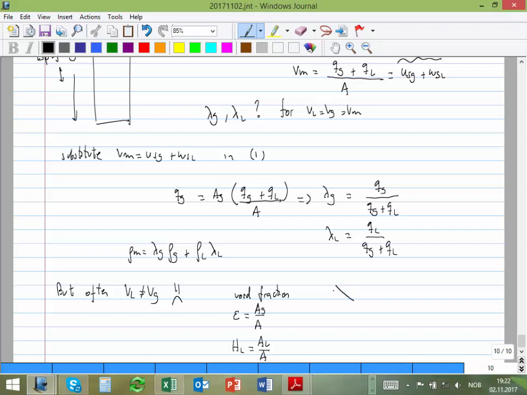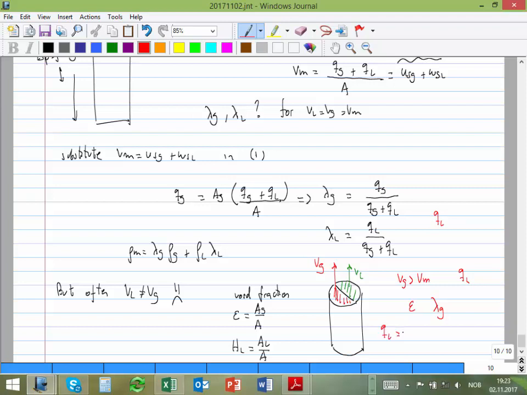Now I ask you: if we look at this cross-section, we have this gas and this liquid, and one has this velocity and one has this velocity. What happens if the gas goes quicker than the liquid? Let's say the velocity of the gas is bigger than the velocity of the mixture. How will epsilon compare to lambda gas, the no-slip? The gas now goes quicker, and you're still flowing the same amount QL.